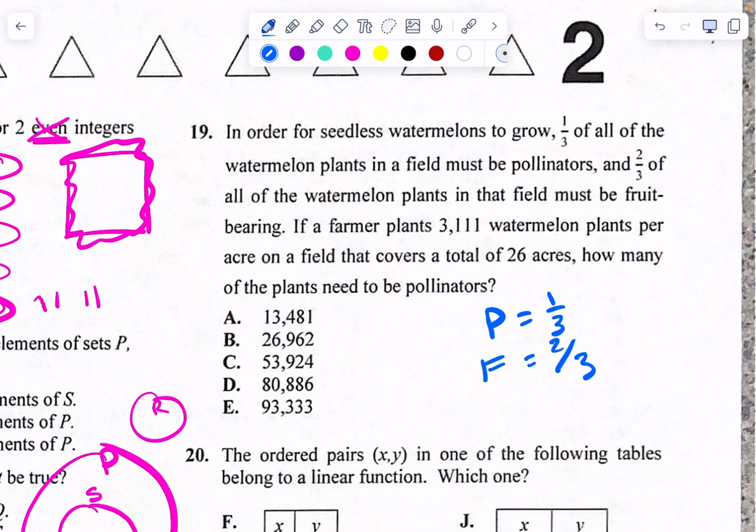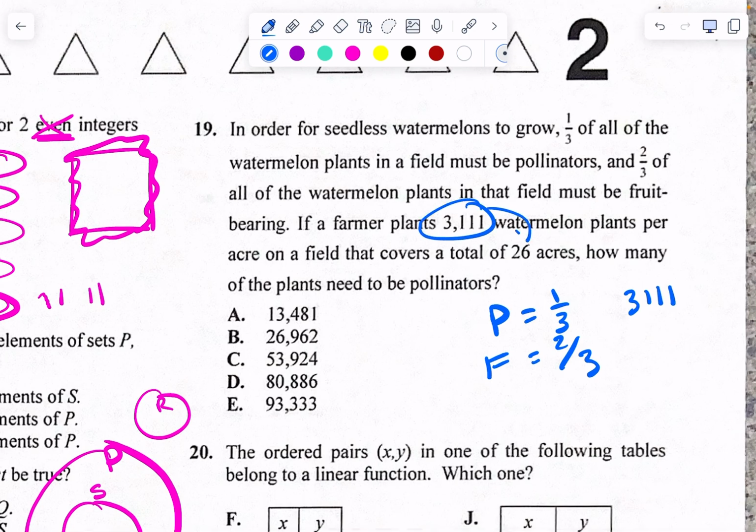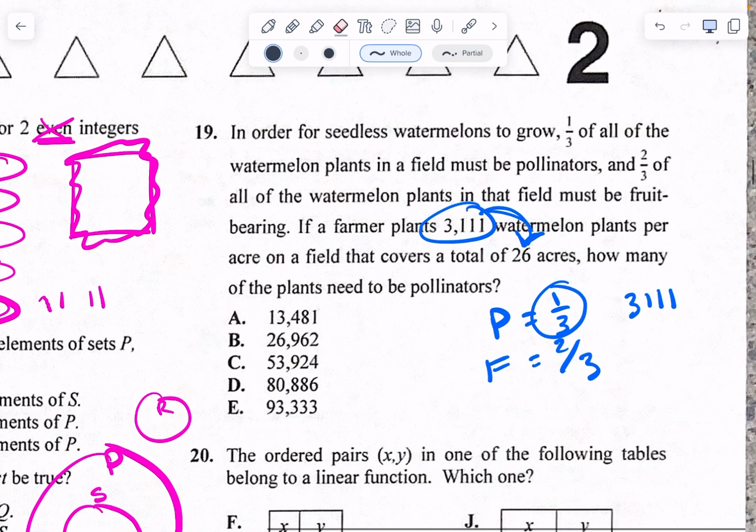Okay. If a farmer plants 3,111 watermelons per acre of a field that covers a total 26 acres, how many of the plants need to be pollinators? Oh, I'm sorry, per acre. Take this times this. How many plants need to be pollinators? So this times that, and then take a third of it, right? And what do you come out with? B, 26,962. Perfect. That wasn't that bad.